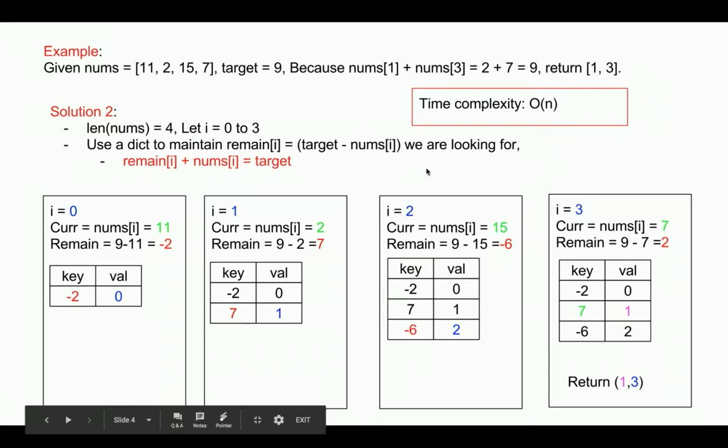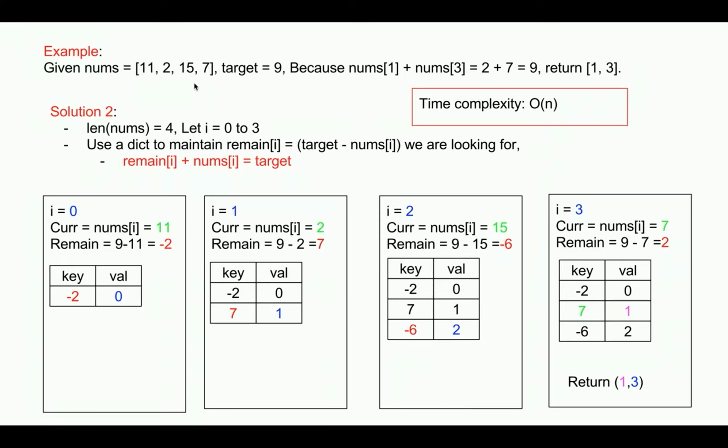And for the time complexity, we only need to traverse through the array one time. And we use a map. Each map insert or find of a value is O(1) complexity. So the overall complexity is O(n).